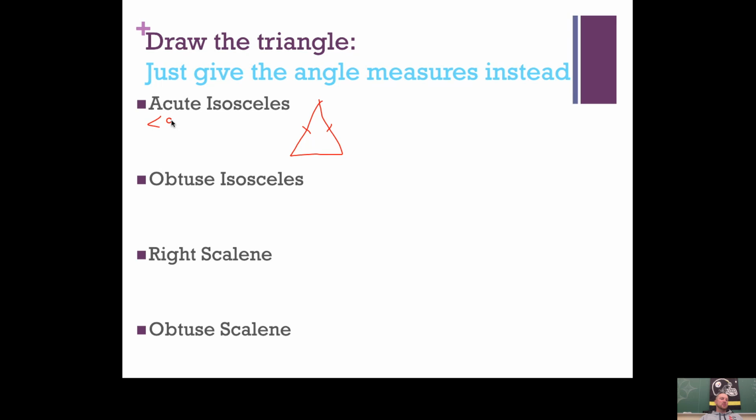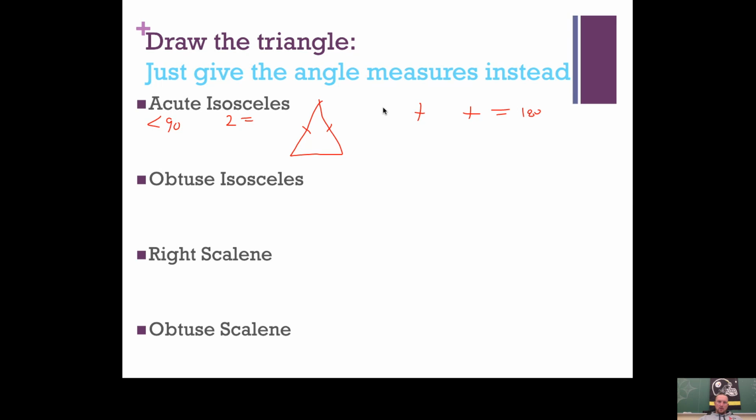Well, they're all going to have to be less than 90, and you need two of them to be equal. Now you need 180 degrees total, remember, as well. So let's come up with three numbers, two of which are the same. All of them are less than 90, and it gives you a total of 180.